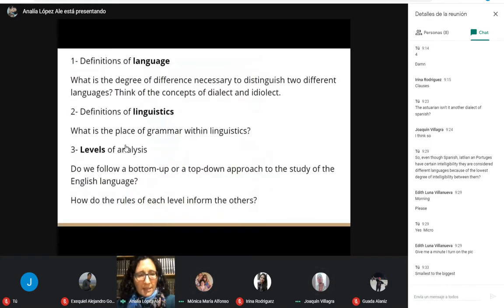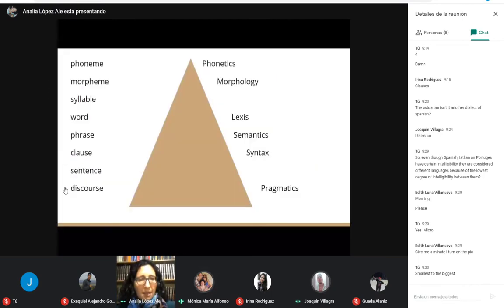No more ideas? No. And the last question, and then is Edith's presentation. How do the rules of each level inform the others? And we come back to the diagram, to the pyramid. How do the rules of each level of analysis inform the other?